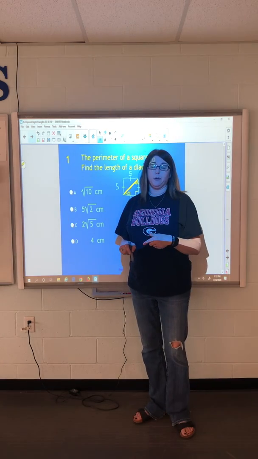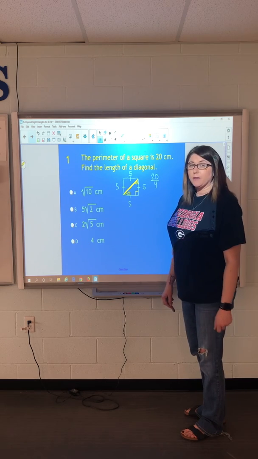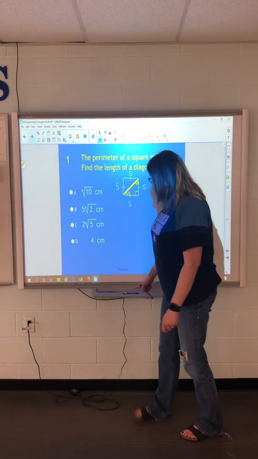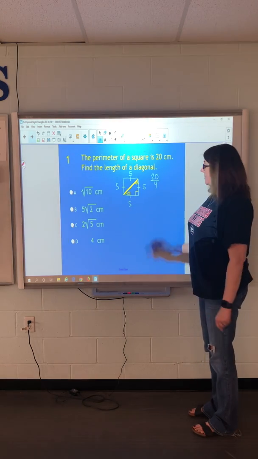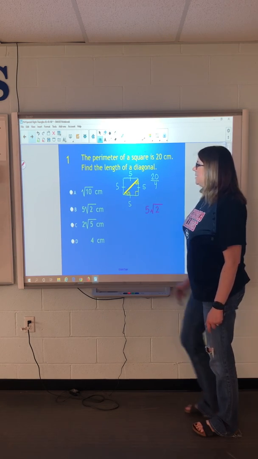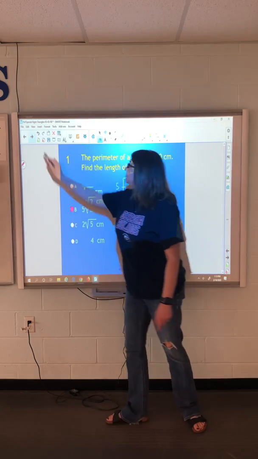So we have the new shape we've been discussing today. We have our 45, 45, 90 triangle. We're trying to find out the hypotenuse. Remember, that is the long side. So how do I get from short to long? All I have to do is take the short side, multiply it by the square root of 2, and so our answer should be the letter B.